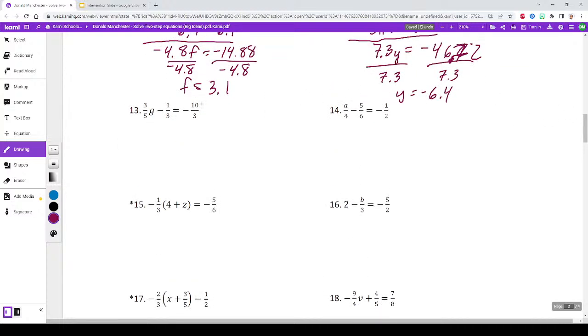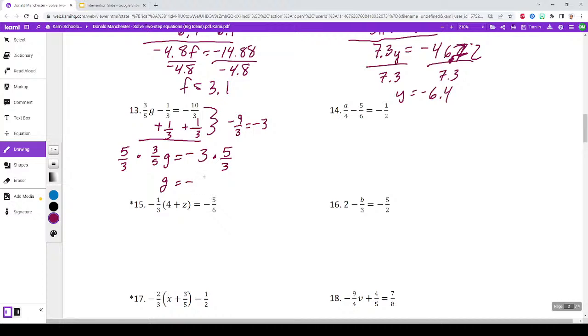All right. The way that we undo subtraction is by addition, so we're going to add 1/3 to both sides. That gives us 3/5 g equals, now this is where I'm going to stop. 10 minus 1 is 9. So this sum would be negative 9 over 3, which is actually just negative 3. So let's write down negative 3. We undo a fraction by multiplying by its reciprocal. So we multiply by 5 over 3. That's going to be g is negative 5.